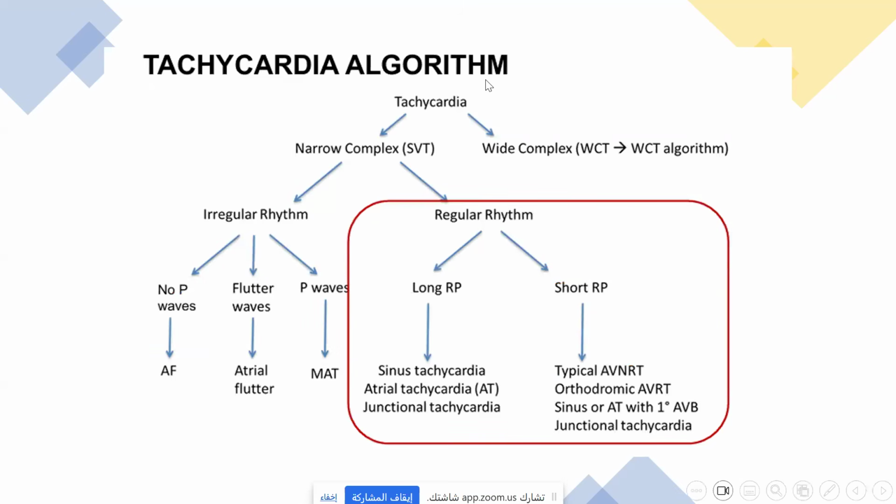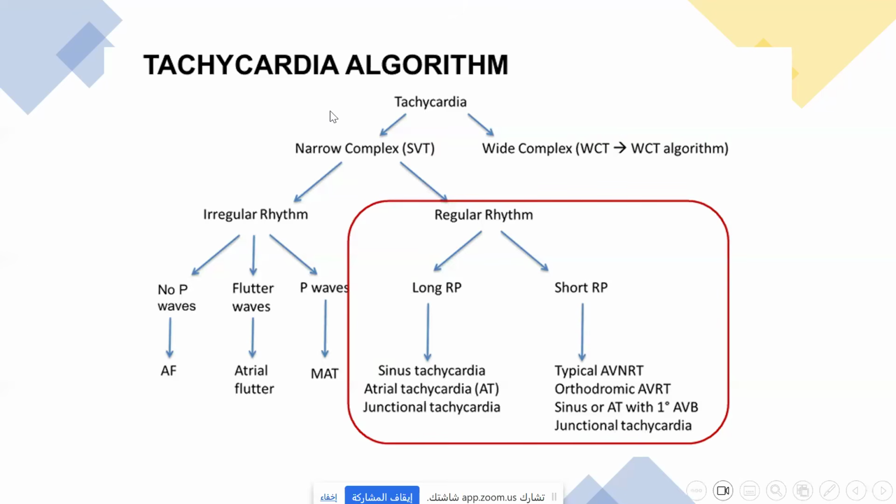So in form, if you have tachycardia, look at the tachycardia, narrow complex or wide complex. If narrow complex, look at whether it is regular or irregular. If it is regular, look to the P wave: is it long RP tachycardia or short RP tachycardia? Short RP tachycardia is either typical AVNRT or orthodromic AVRT, or some other kind like junctional tachycardia. Long RP tachycardia, the commonest are sinus tachycardia, atrial tachycardia, or junctional tachycardia.